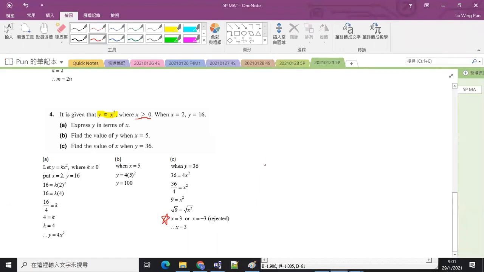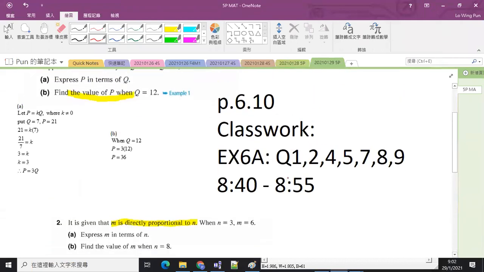That is when you take square roots on both sides in an equation, you need to consider two answers. One positive, one negative. That is like this. And then next one is number 5.